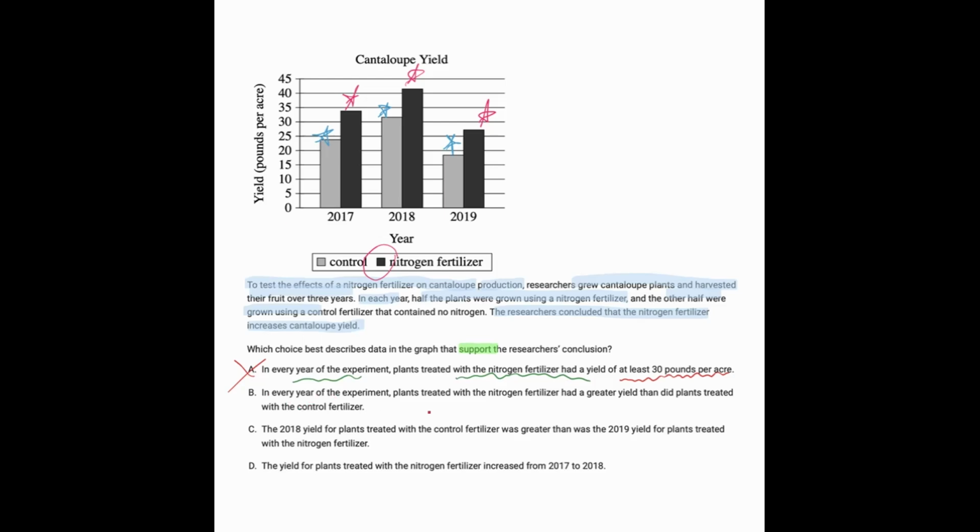B, in every year of the experiment, plants treated with the nitrogen fertilizer had a greater yield than did plants treated with the control fertilizer. That's true, and it's so perfect that we don't really need to look at C and D here. The answer is B.